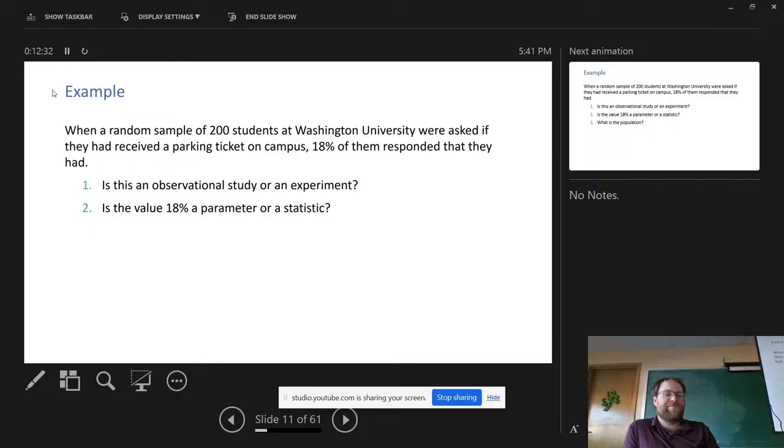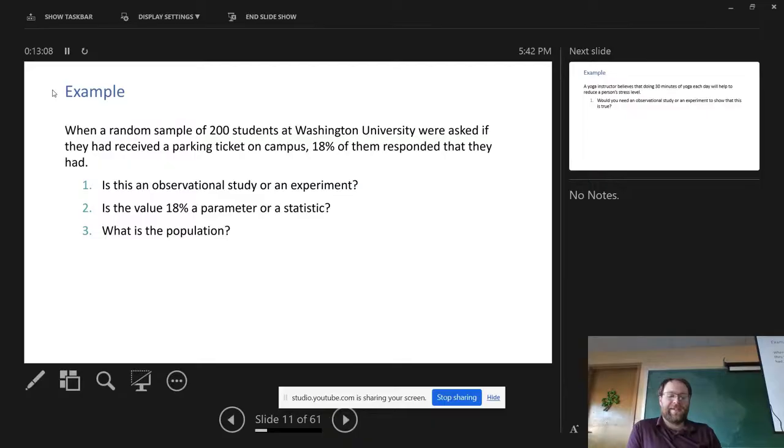Is the value of 18% a parameter or a statistic? Stat. It's a statistic because it's from the random sample of 200. The population, in contrast, would be the parameter. And in terms of Washington University, it would be every student there, not just the 200 that were randomly sampled.